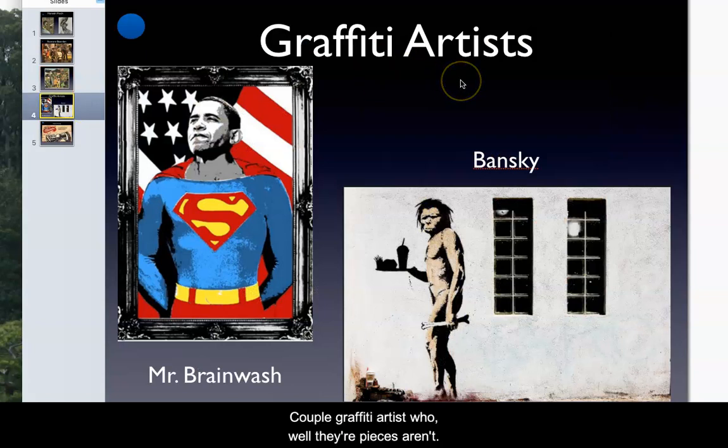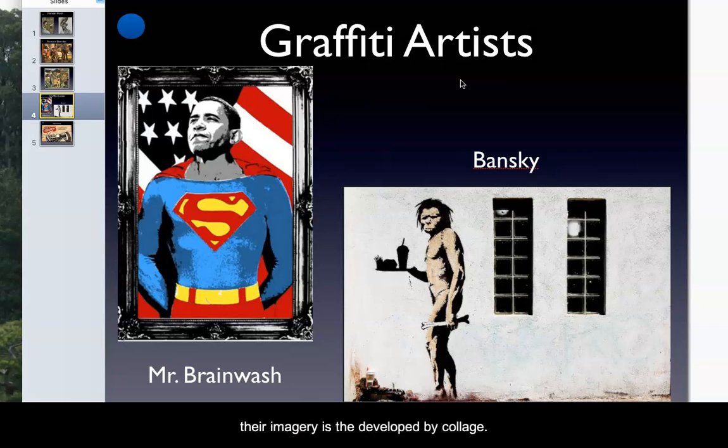A couple of graffiti artists, while their pieces aren't collage per se, their imagery is developed by collage. Artist Mr. Brainwash, who's a French artist, blanking on the name right now, made this out of three separate images: the Superman, Barack Obama, and the American flag in the background here. So he put those three images together to create this image.